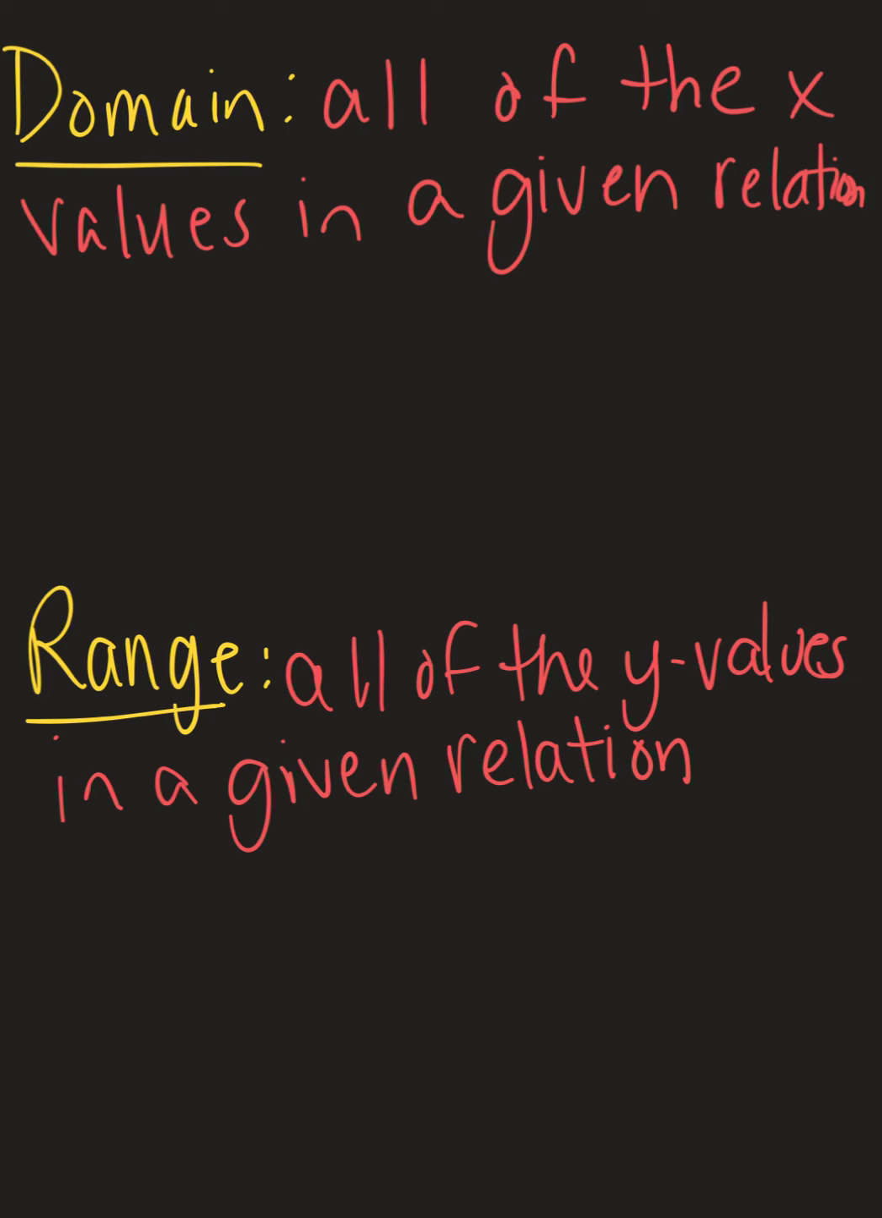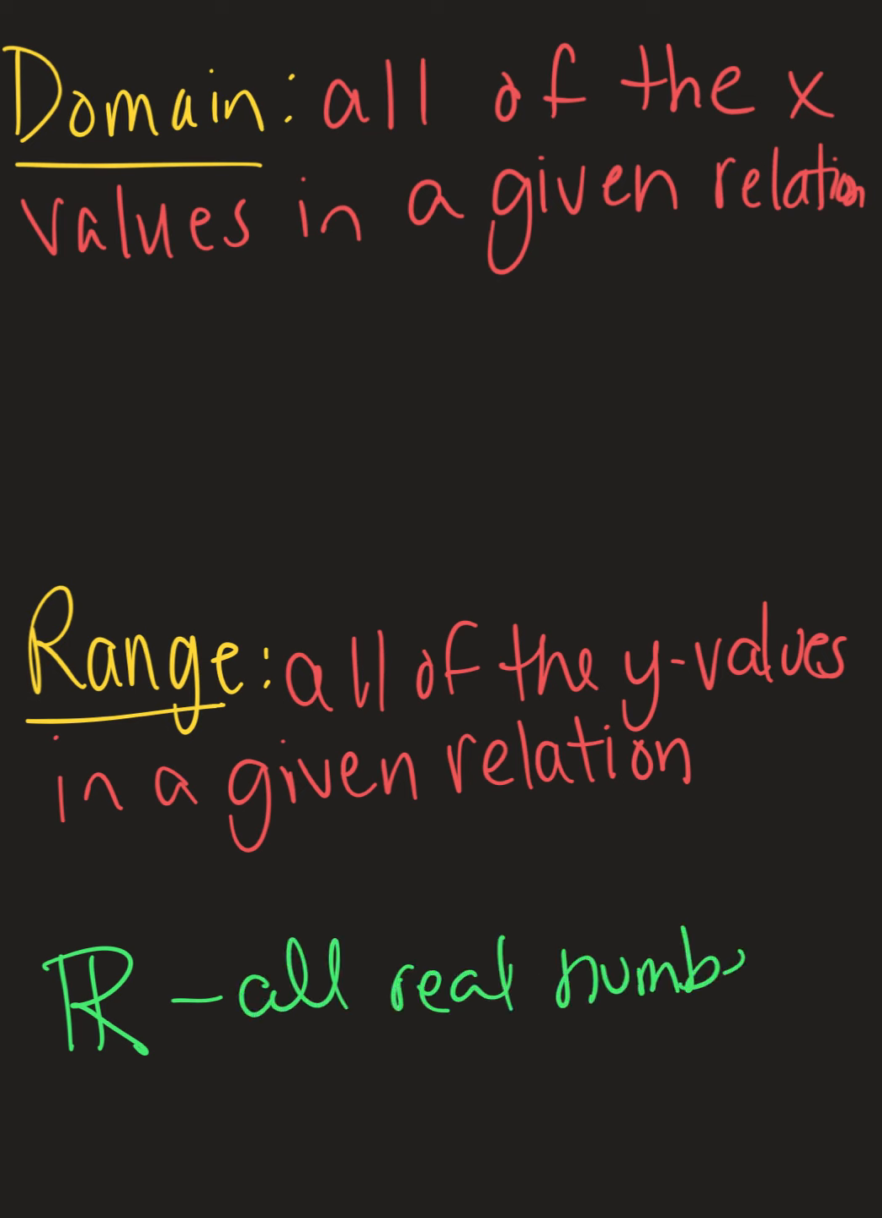Couple of random notes. First of all, we can use this symbol to represent all real numbers. If we have a graph, for example, that goes on and on forever and ever, all real numbers could be the domain or the range because it continues forever in either direction.